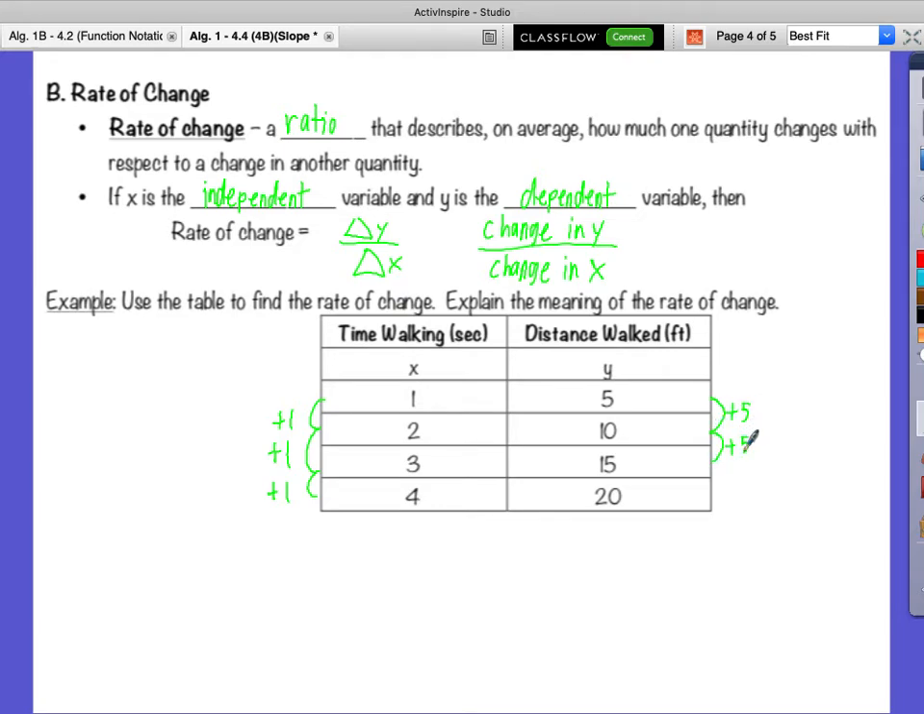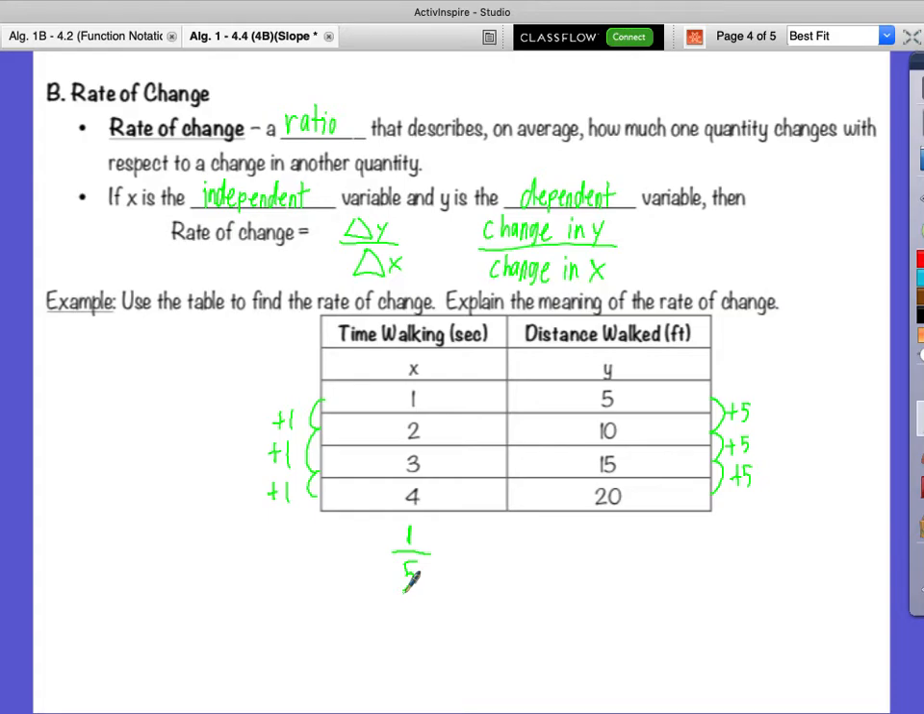Okay, let's try a number though. How many feet are we changing from 15 to 20? 5. Okay. So the changes are consistent, right? So after adding on 1 second, how much more distance do you end up walking? 5. So our rate of change is 1 over 5.